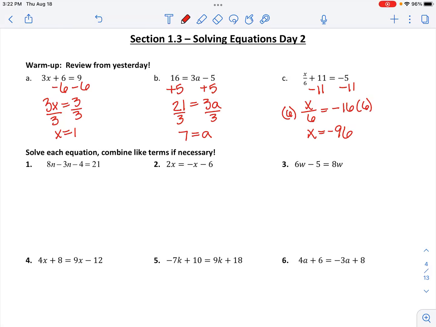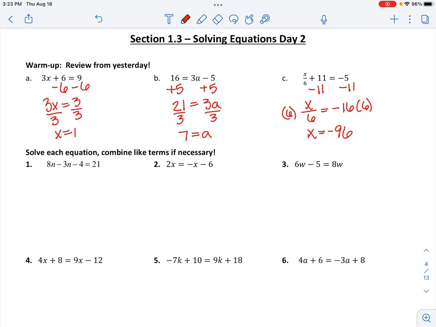All right, so we are continuing on to section 1.3 today. This is our second day of solving equations. We're going to move on to some multi-step equations and equations with variables on both sides. For that warm-up review from yesterday, go ahead and try those on your own. You can check your answers with what I have here.